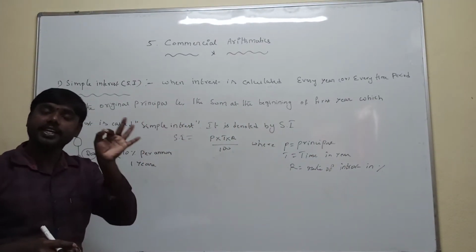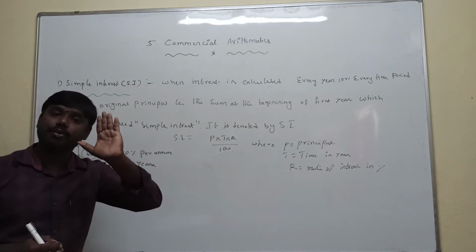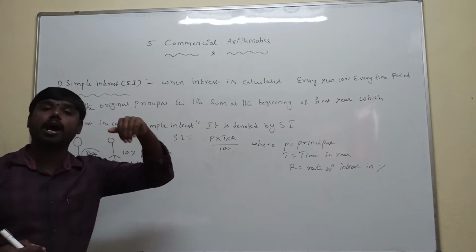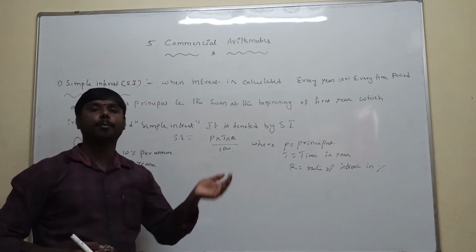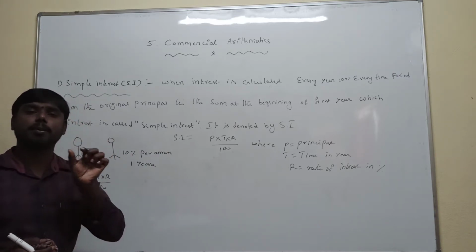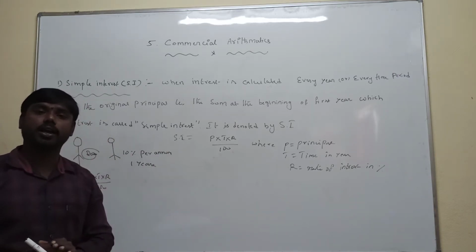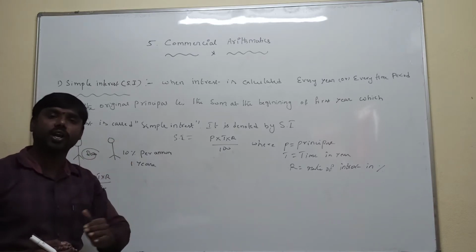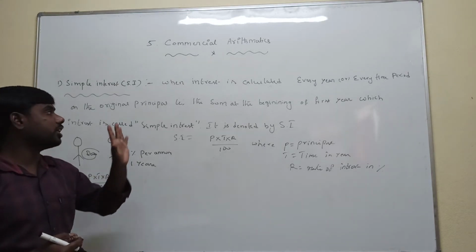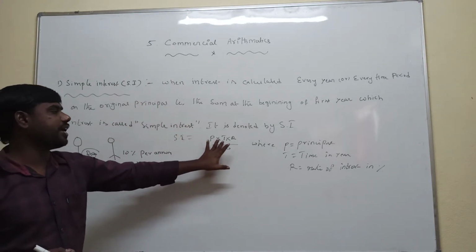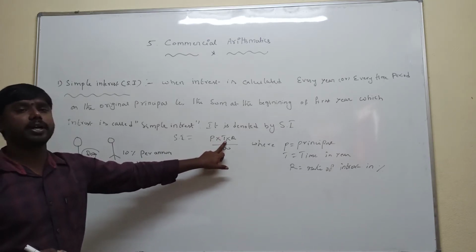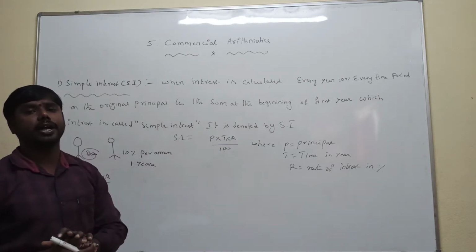What does it mean? When interest is calculated every year or every time period only on the original principal amount, that is, the sum at the beginning of the first year, that interest is called simple interest. The simple interest formula is PTR by 100. P is principal, T is time, R is rate of interest.